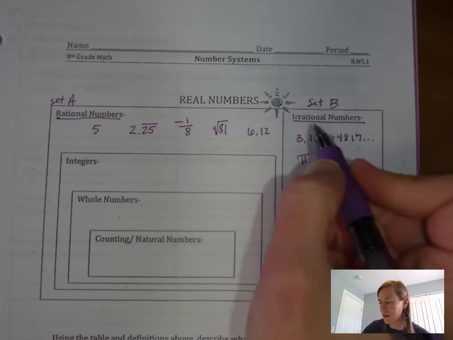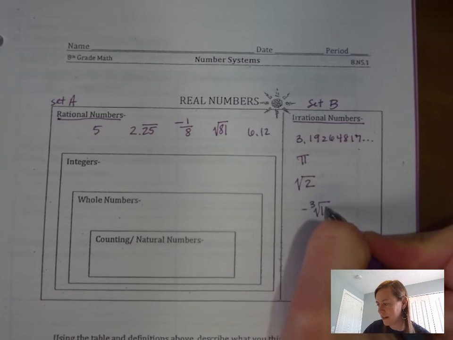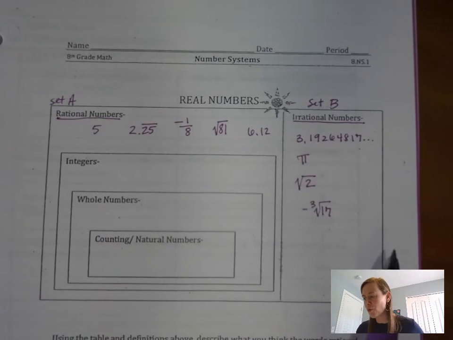They can be positive or they can be negative. I could easily write a negative here. Let's do the negative cube root of 17. How about that? Okay, now let's go on back over here.